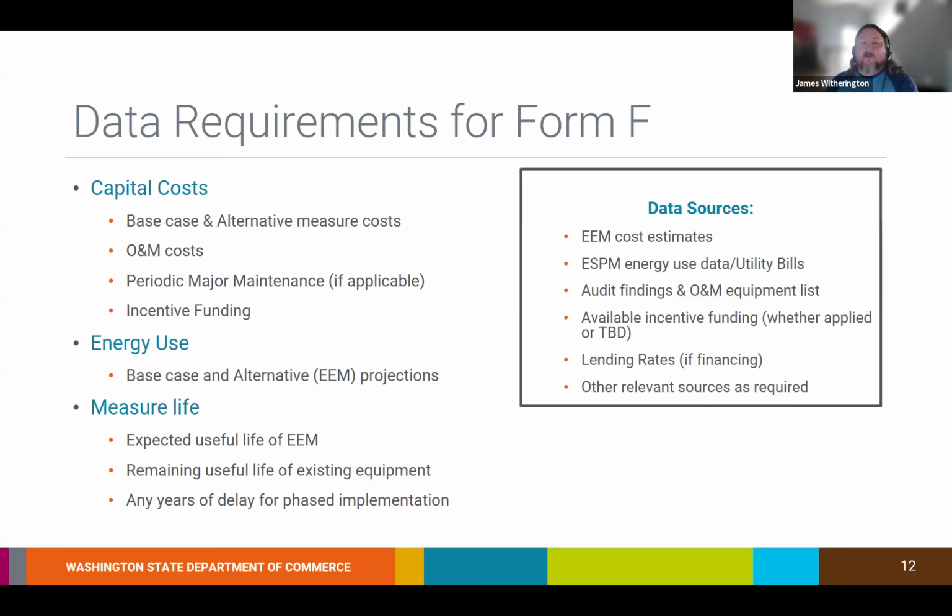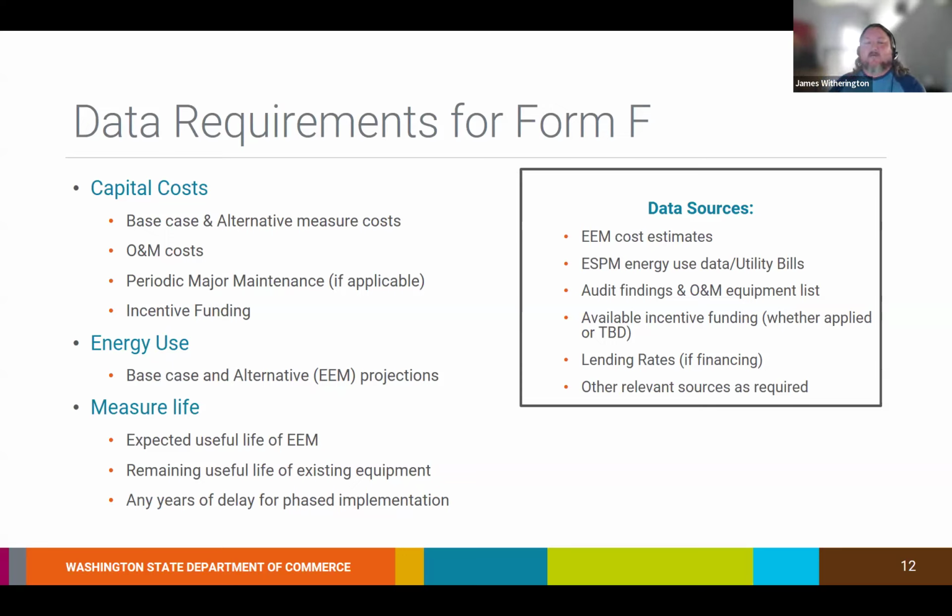For measure life, there are, I would say, two components to this: the expected useful life of the EEM and the remaining useful life of the existing equipment. The expected useful life of the EEM applies both to the base case and the alternative. So if you have a code minimum or like-for-like replacement as part of your base case scenario, you need to have the expected useful life of that replacement. So if it's 5 years, 10 years, et cetera.